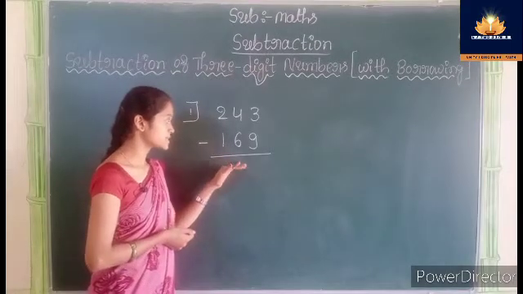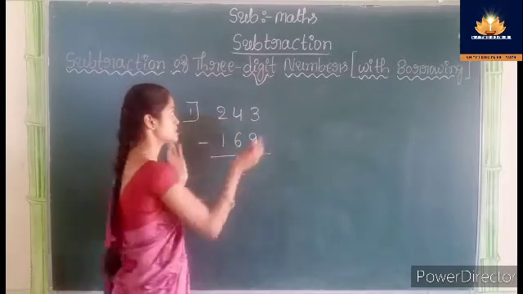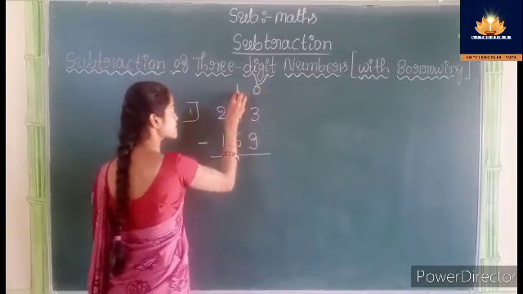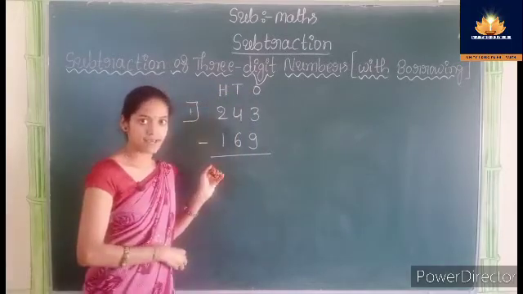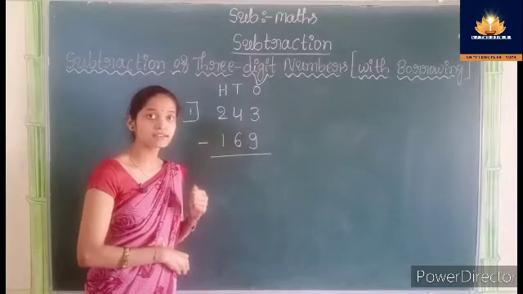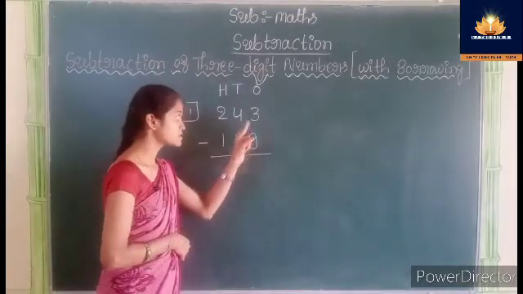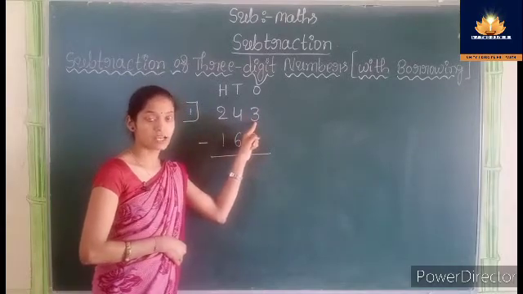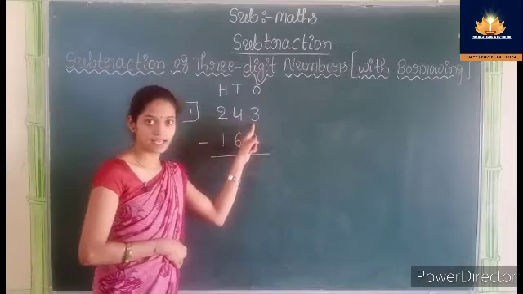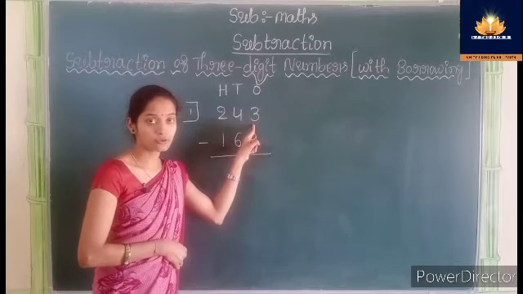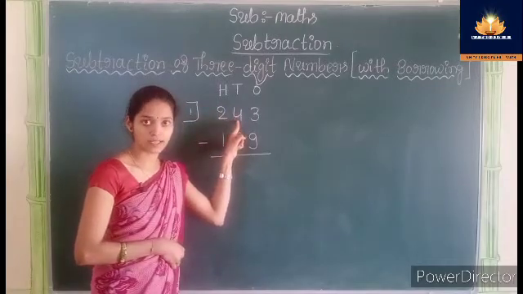Subtract 169 from 243. This is ones place. This is tens place. This is hundreds place. First we have to subtract ones place. We cannot subtract 9 ones from these 3 ones because 9 is greater than this 3. That's why we have to borrow 1 ten from these 4 tens.